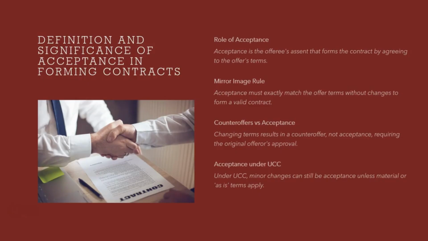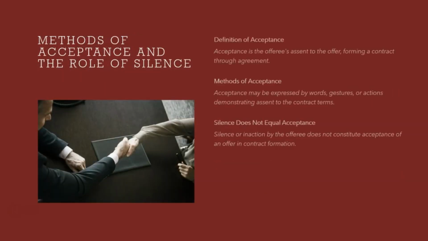And under the UCC, minor changes can still be accepted unless they are material, or if you add as-is terms to the offer. So as is, when you go to the used car lot, you'll always see a sign on the car that says as is. And we'll discuss these points on the next slide a little bit more deeply. The methods of acceptance and the role of silence is what I'll cover next.